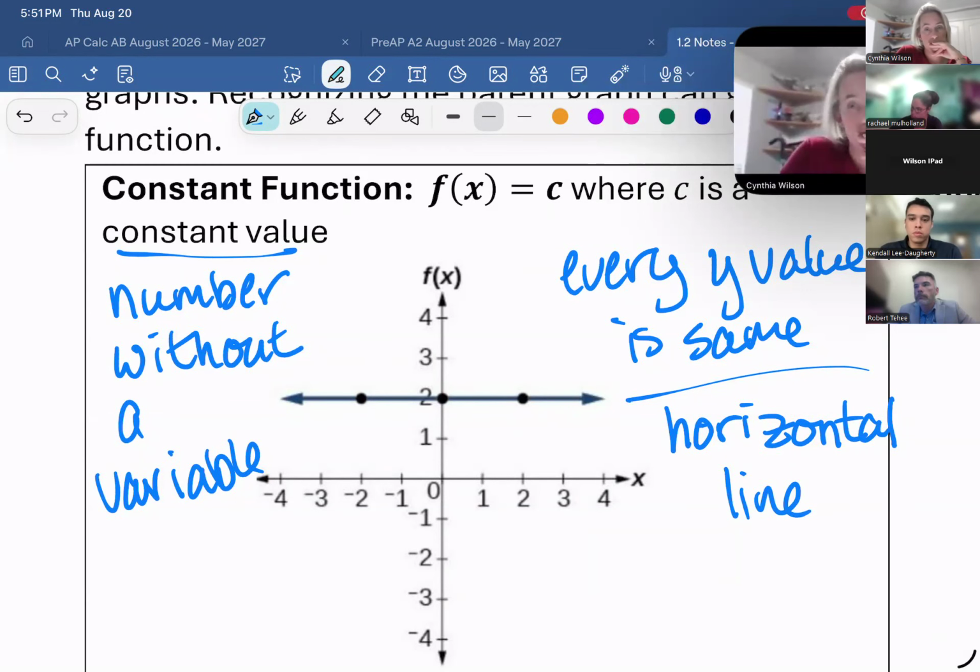Always. So in the graph that you see here, I can see that the y value is always 2. It's never going up. It's never going down. That's why it's called a constant function. It doesn't change. It's always flat. So the equation for this line would be y equals 2, because y is always 2.